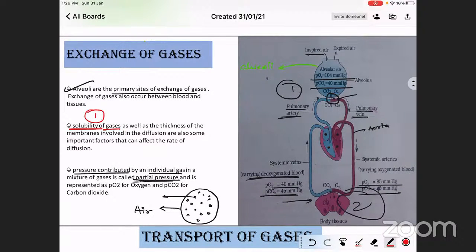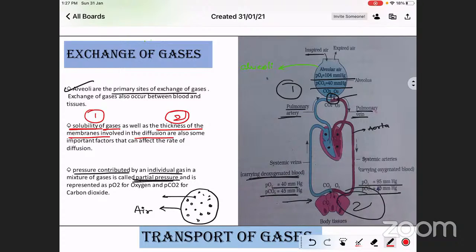Other than solubility, the second factor is the thickness of the membranes. We have already talked about the diffusion membrane, which constitutes the alveolar membrane, the basement membrane, and the endothelial layer of the blood vessel. These three layers form the diffusion membrane. If the thickness of these layers increases, diffusion will automatically decrease. Much thickness means less diffusion, less thickness means much more diffusion. That is the normal phenomenon. So thickness of the membrane is also a very important factor in diffusion.